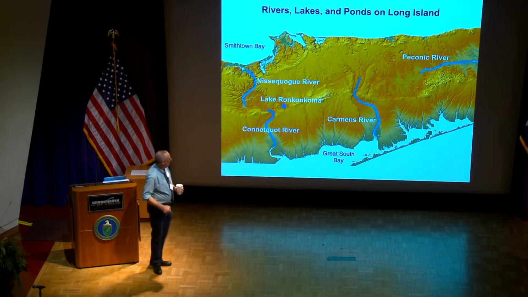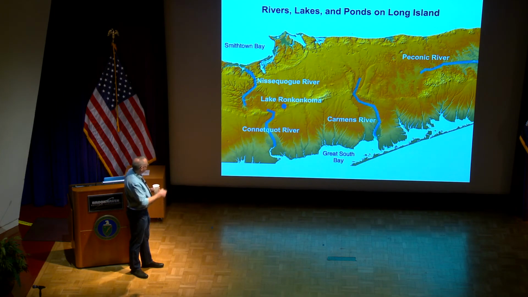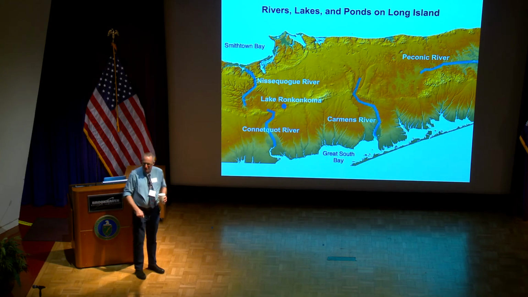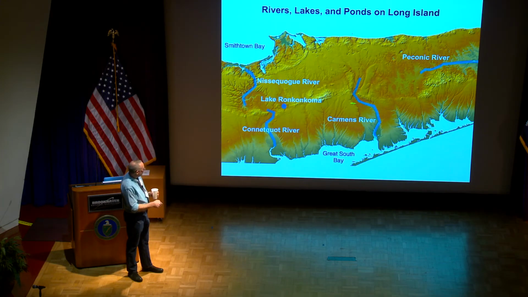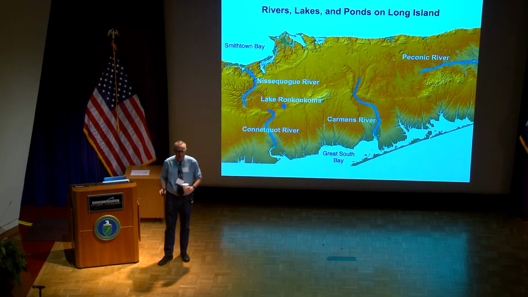Perfectly normal river. But the Carmen's River, the Connequot River, the Nissequogue River, these are all what we call underfit streams. They are wimpy little rivers occupying much broader valleys that they did not carve. So these rivers are occupying large meltwater channels connected to what were probably tunnel valleys. So when the margin of the ice was down here, you had tunnel valleys forming from meltwater flowing under the ice. And this is almost certainly a tunnel valley feature here. And the path of the Nissequogue River is probably following a tunnel valley, probably.